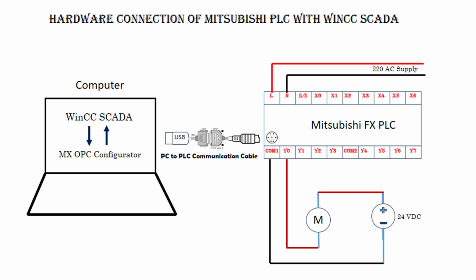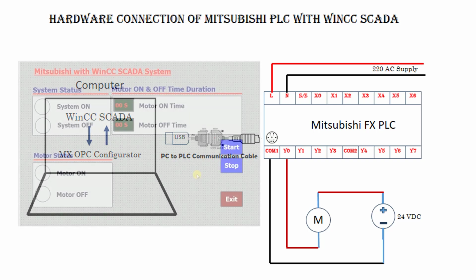To start the project, first take a look at the overall project we are going to develop. A 24-volt DC motor has been connected to the PLC output. When the project is finished, we will perform a motor operation from the WinCC SCADA screen.